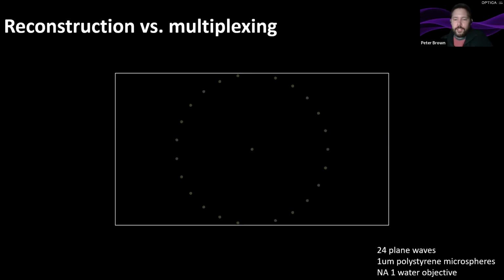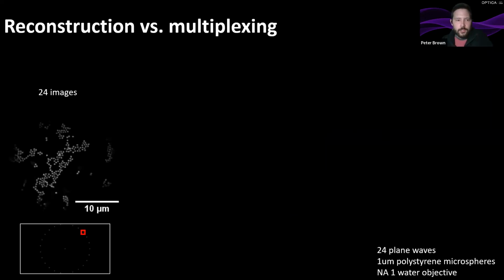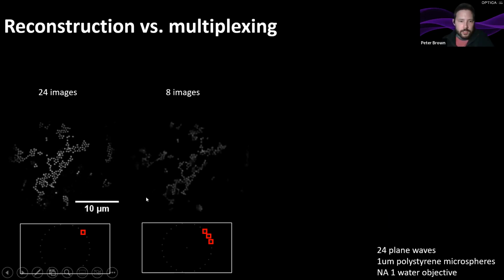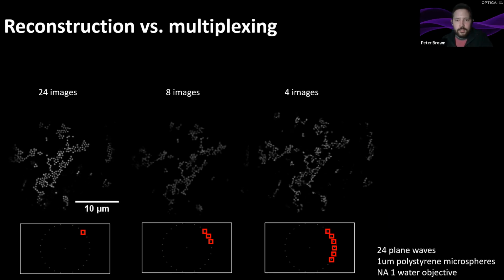We've profiled reconstruction quality versus degree of multiplexing. Here I'll show you an example where we keep the number of plane waves fixed at 24 using these different positions on the DMD face, but vary the number of pictures that we take and image 1 micron polystyrene microspheres on a cover slip. If we collect one plane wave per image, we get a nice reconstruction here shown in a single 2D slice. If we multiplex 3 plane waves in a single image, we get a qualitatively similar reconstruction, although there's a little bit of difference in the refractive index strength that we see.